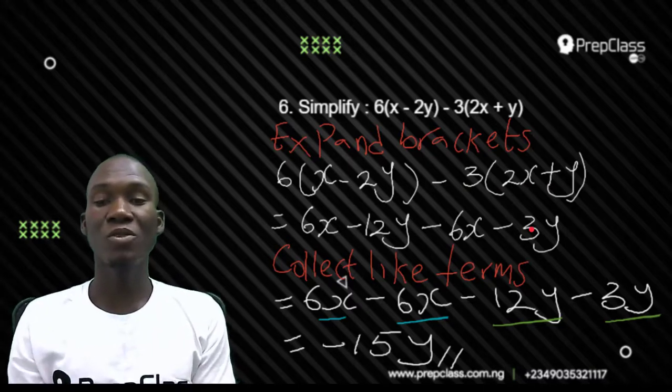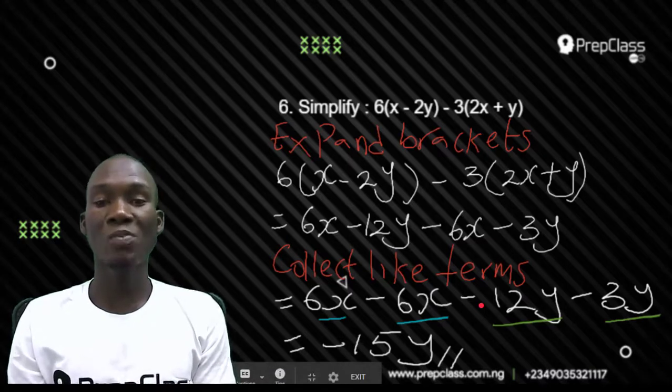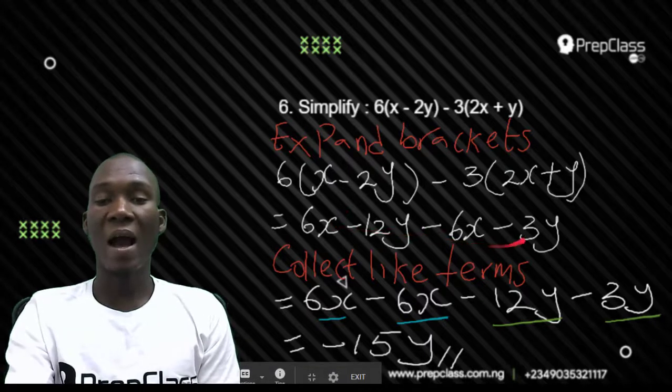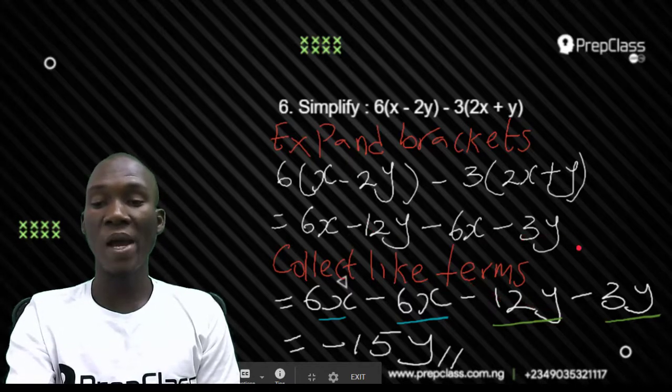Now the next thing to do is to collect like terms. So we collect like terms by bringing the same alphabet together. So we have 6x and 6x. They come together to give us 6x minus 6x because there is a minus before this 6x. That's why we have minus 6x. Now we have minus 12y. We bring it down here, minus 12y. Then minus 3y will also come here to give us minus 3y.